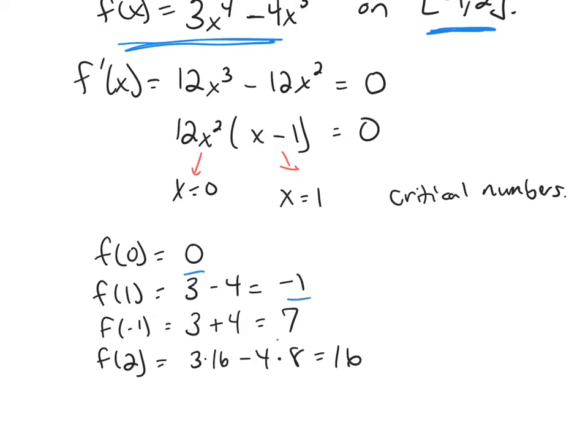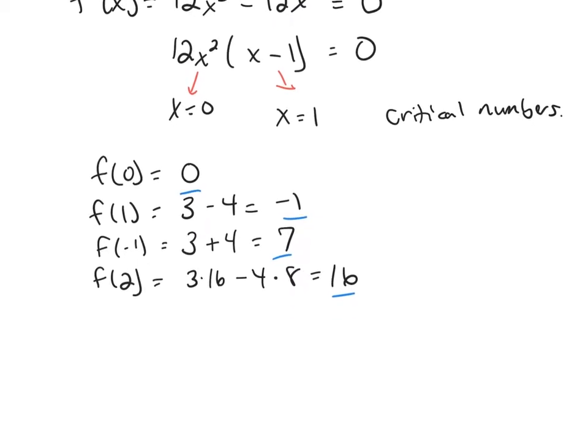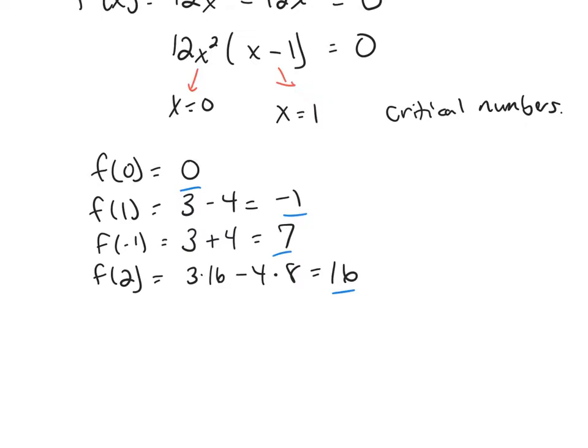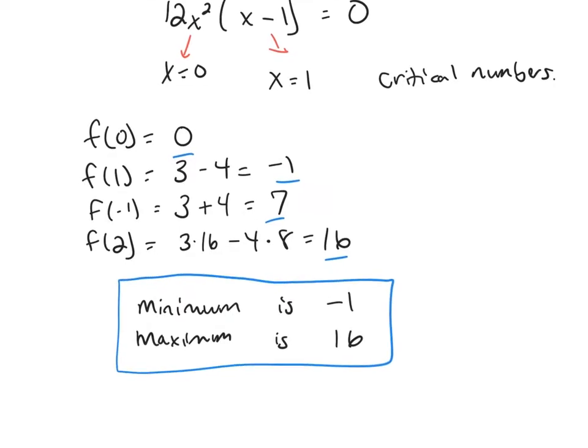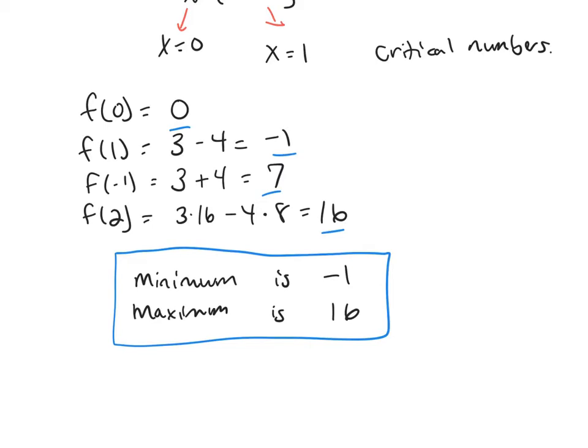So what you're going to do is take all 4 of these values that you have and compare them. You're going to look for the smallest, that'll be your minimum, and the largest will be your maximum. So the smallest number I have is -1, so the minimum value is -1, and the maximum value is 16. So there's my answer.